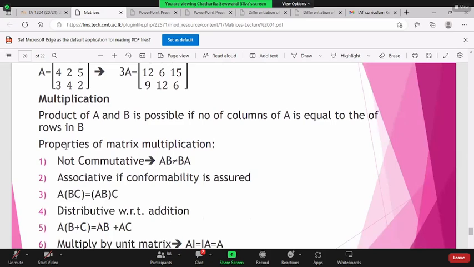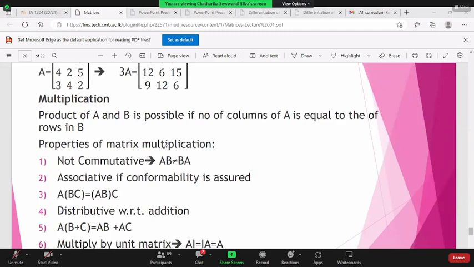Next we are coming to matrix multiplication. The product of A and B is possible if the number of columns of A is equal to the number of rows in B. As I told you, we can do the multiplication only if the number of columns of the first matrix is equal to the number of rows of the second matrix. Right.